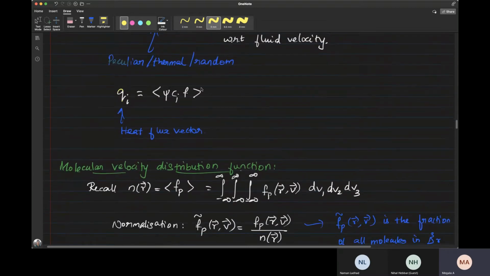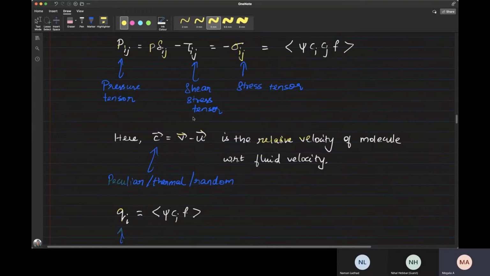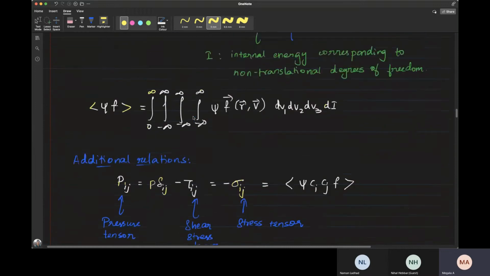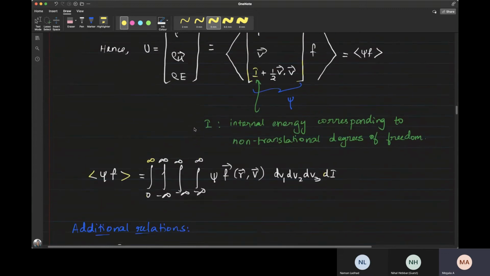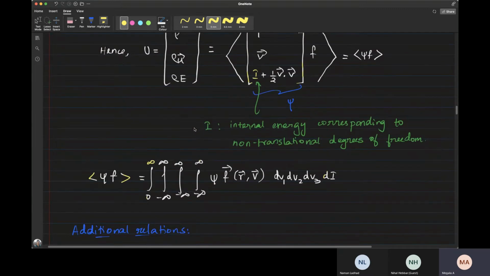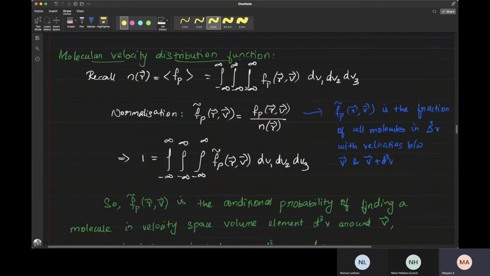And for the heat flux vector, we have such a definition: integral of psi Ci f. Relative velocities actually contribute to the pressure tensor and heat flux vector, whereas for the conserved variables, rho u and rho e, the microscopic velocity V has the contribution. So now that we have defined all the quantities in the macroscopic equation, let us move on to the definitions for the molecular velocity distribution function and equilibrium distribution functions.